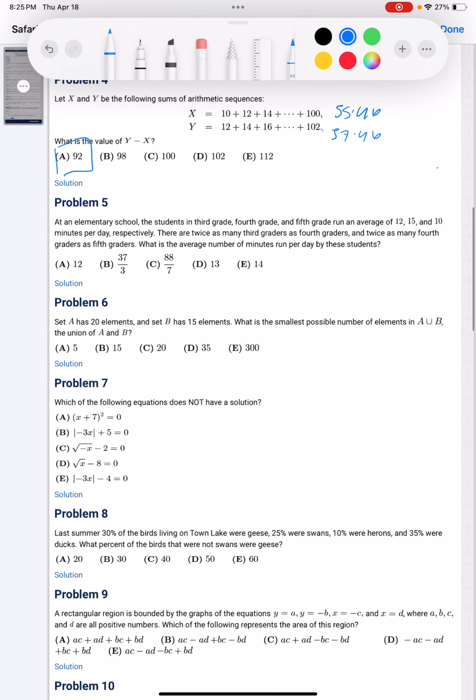Moving on to problem 5. At an elementary school, the students in 3rd grade, 4th grade, and 5th grade run an average of 12, 15, and 10 minutes per day, respectively. There are twice as many 3rd graders as 4th graders, and twice as many 4th graders as 5th graders. What is the average number of minutes run per day by these students?